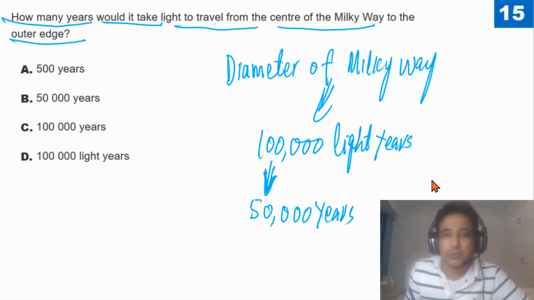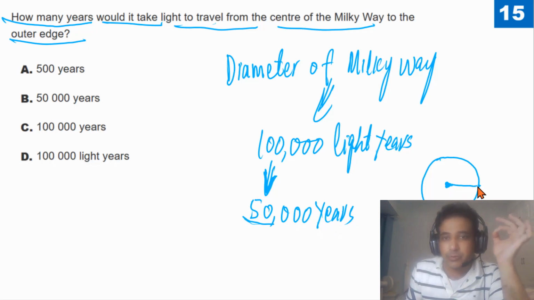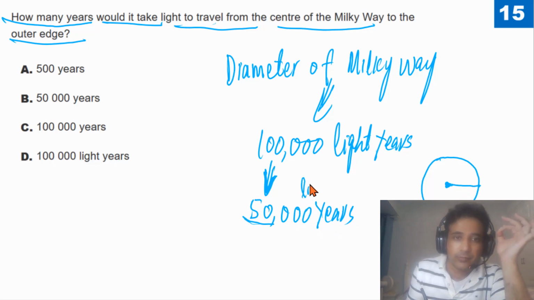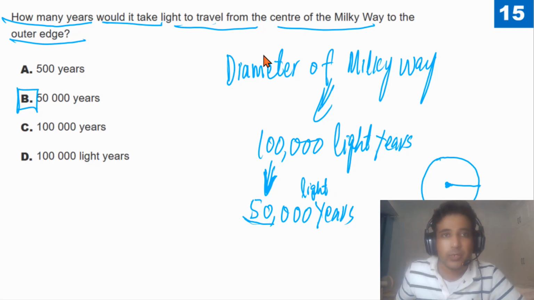So simply we can imagine that this is a circle. So this is the Milky Way and this is the outer edge. If the light starts from the center of the Milky Way and comes to this point, how many years will light take? Light will take 50,000 years. Means the distance from here to here is 50,000 light years. So the answer for this question has to be B. So this is one important point you need to remember.